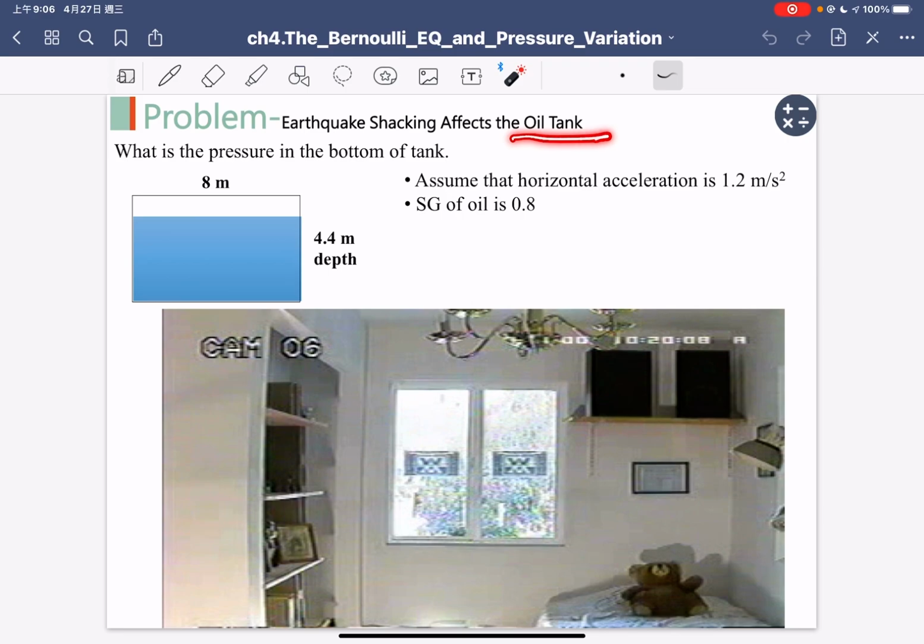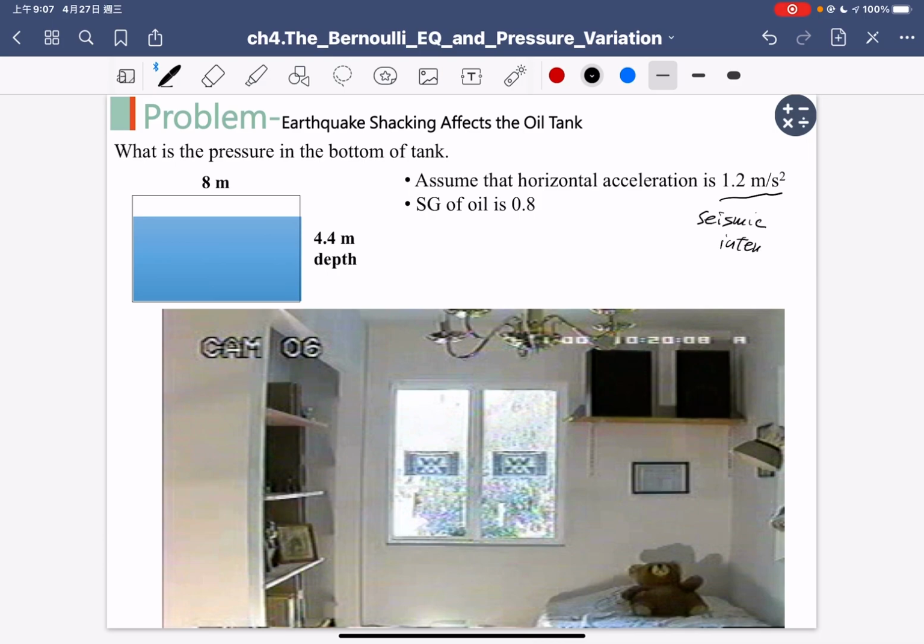This is an oil tank. If you just put the oil tank on site and there are no shakings, the oil in the tank is stable like the figure showing here. But sometimes an earthquake happens. And when an earthquake happens, you can see for this question, we have a horizontal acceleration equal to 1.2 meters per second squared.